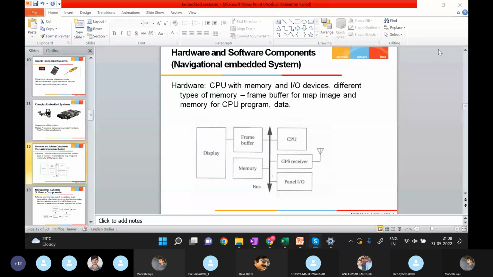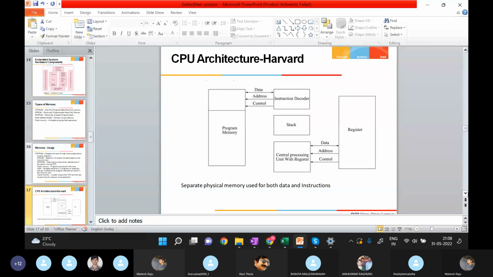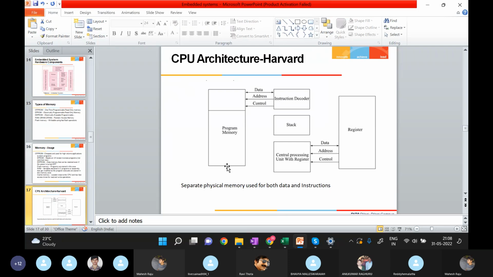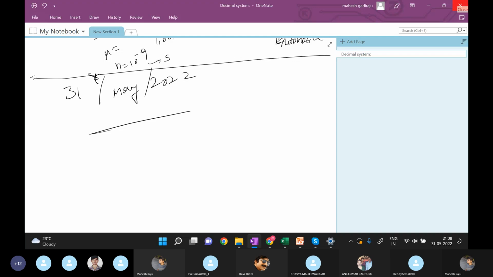So, what is the topic? So basically what will happen, where is this notepad? So in the microcontroller, we have the CPUs, right? So this CPU development, the hardware development, will happen in two ways of architecture.